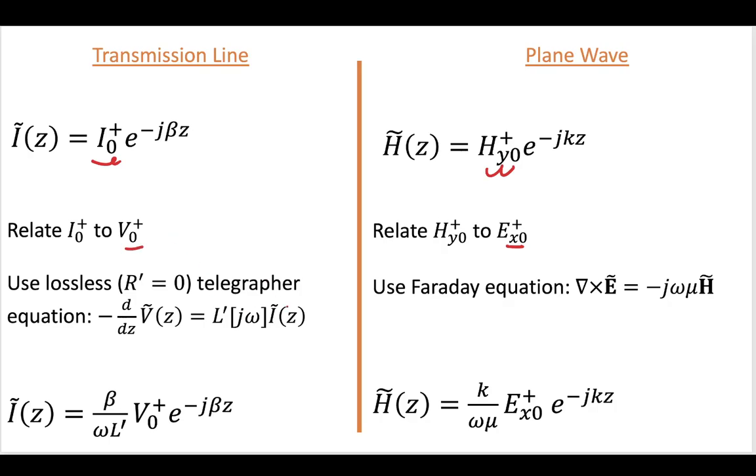And to do that, on the transmission line, you use the telegrapher equation, and in the plane wave, you're going to go back to Maxwell's equations and use the Faraday equation. By doing that, we can rewrite the current as a function of voltage, and the magnetic field as a function of the electric field. Now that leaves us with some coefficients out front, and what we like to do with these is give them a special name.